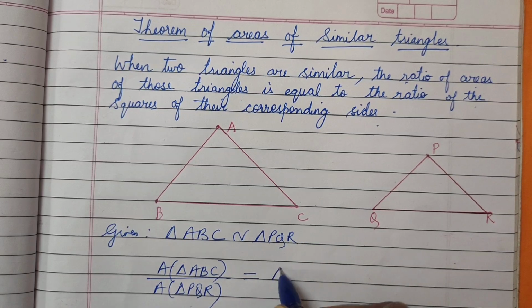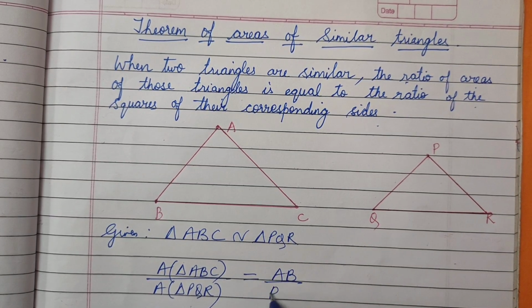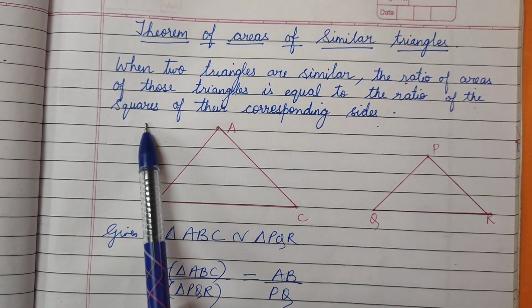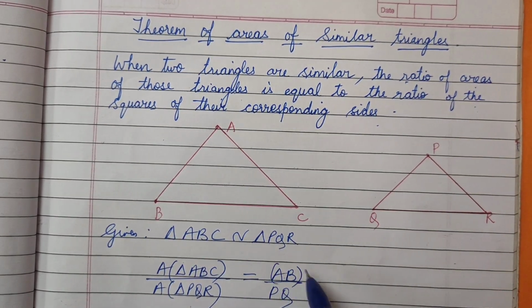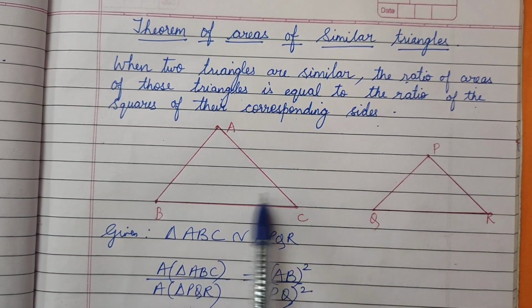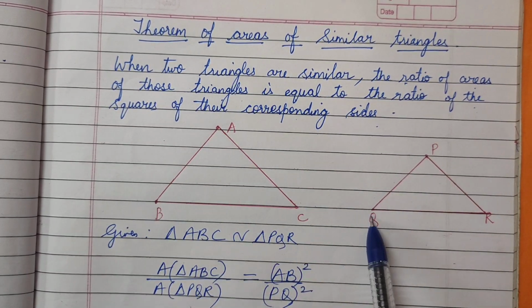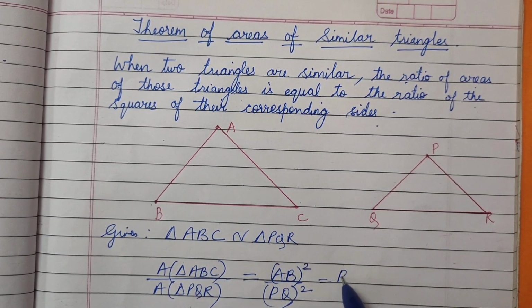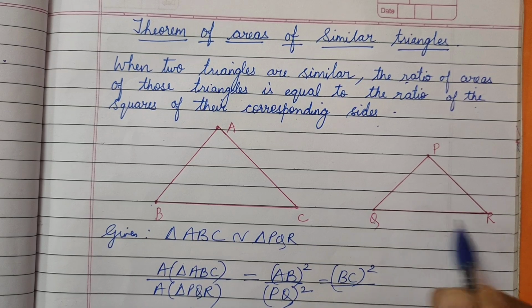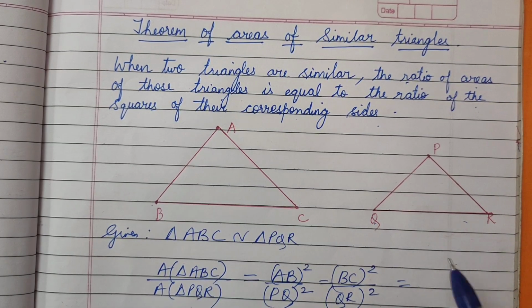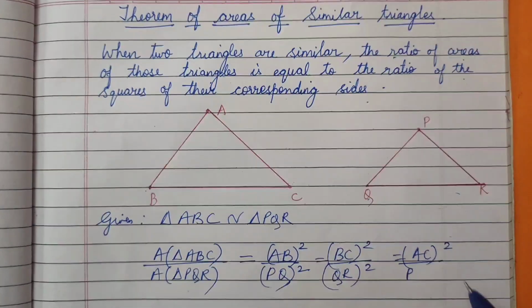So we write AB upon PQ, but the ratio of the squares means we consider this square and this square, like this, for all the corresponding sides. So we have written for only one side here, AB and PQ. We will write for the other sides also, that is BC square upon QR square, and one more side, AC square upon PR square.